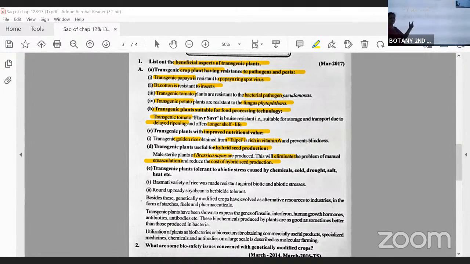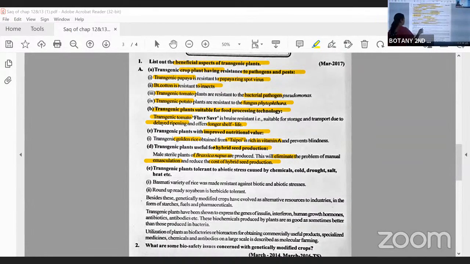Okay, no need for us to remove the stamens from the flower. That process can be reduced by this transgenic plant, that is the Brassica napus. Okay, and after that, what is the most important one? With this, the seed production can be increased and the cost of hybrid seed production can be reduced, and the seeds will be more, so that it can be very useful in the outside industries and for human welfare itself. That is the transgenic plants useful for hybrid seed production.